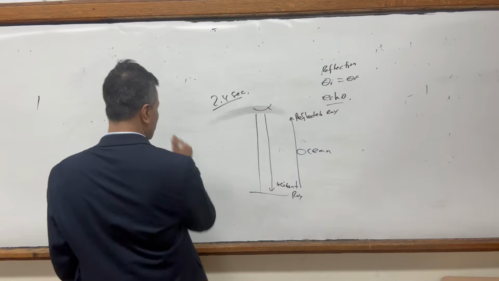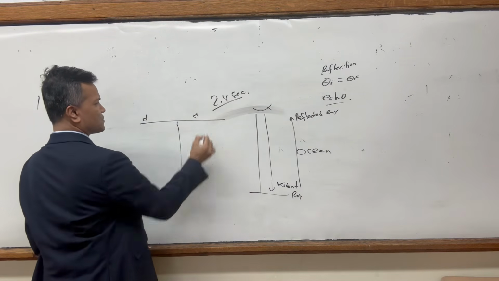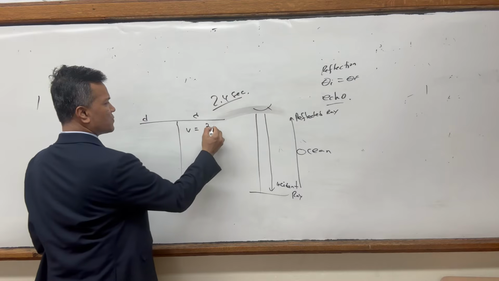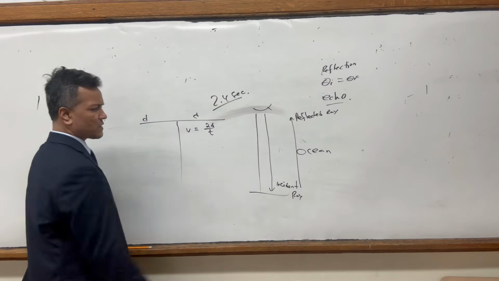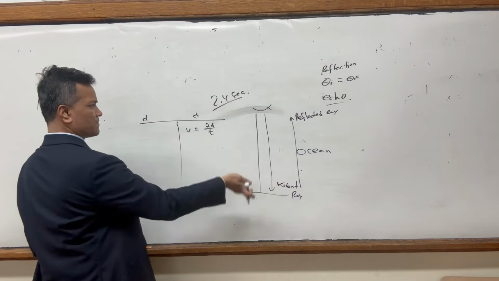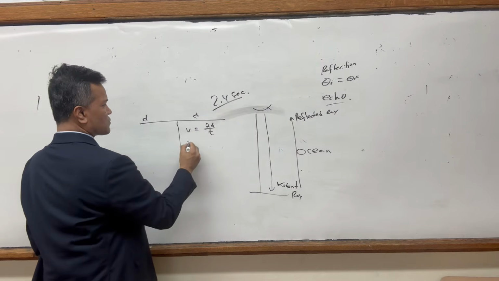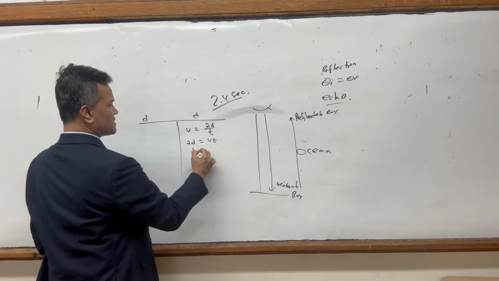So what are you going to do? You're going to use two ways to find the depth. One is this way: velocity is 2d over t. Why 2d? Of course, this is incident, this is reflected. So 2d, so the captain gets it back in 2.4 seconds. So 2d is equal to vt, so d is equal to vt over 2.